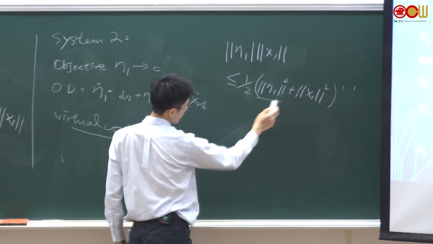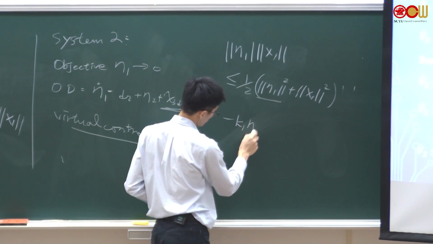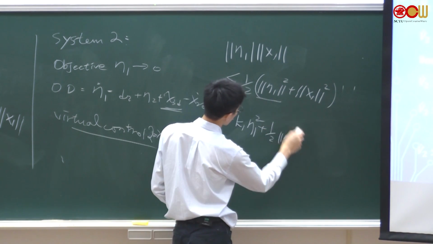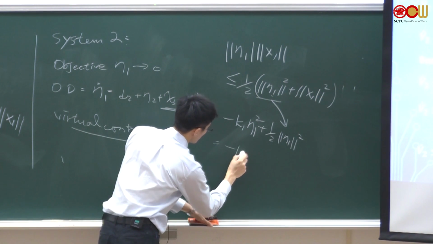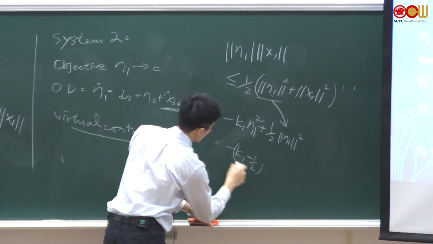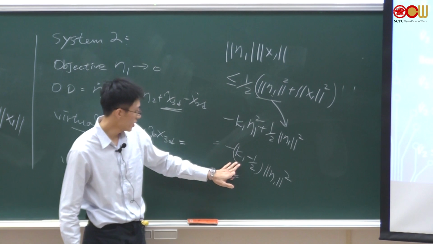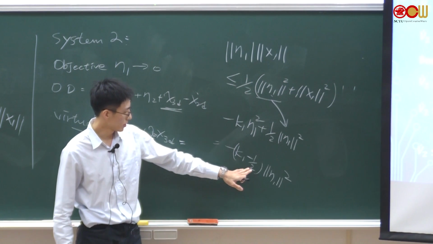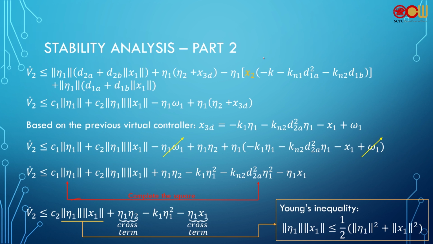So it's a bad term, right? And you can combine with this feedback k1 term, k1 eta 1 square. So the price to pay is you need to choose k1 greater than 1 over 2, right? And this term becomes negative, so it's still good. So you can deal with some bad terms either using Young's inequality or complete the squares, depending on the structures.